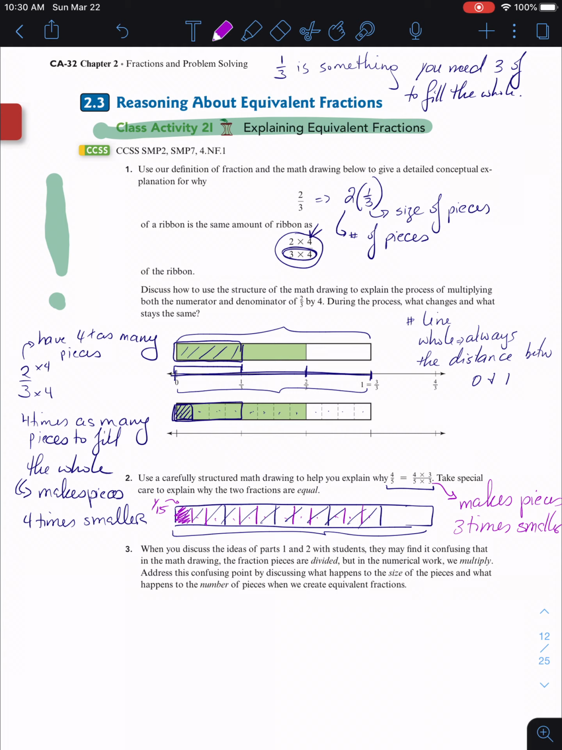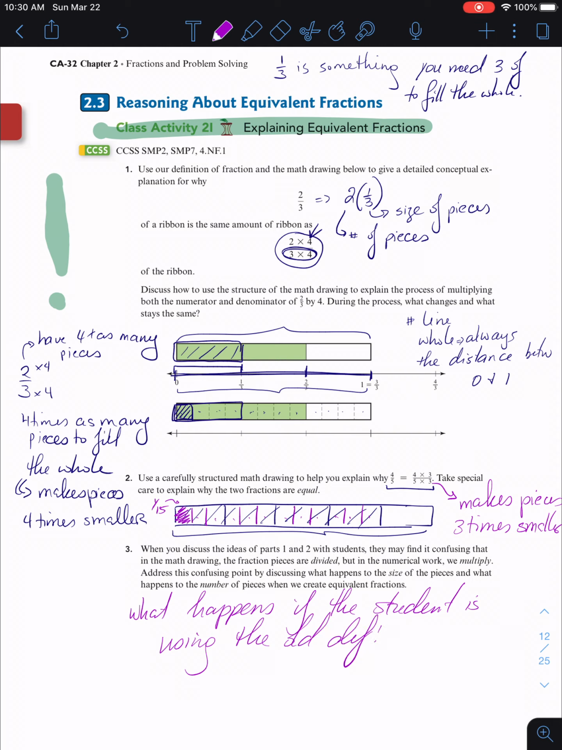All right. So I would like you guys to think about what parts the students might find confusing in the math drawing. Now, more importantly, what happens if the student is using the old definition of fraction?